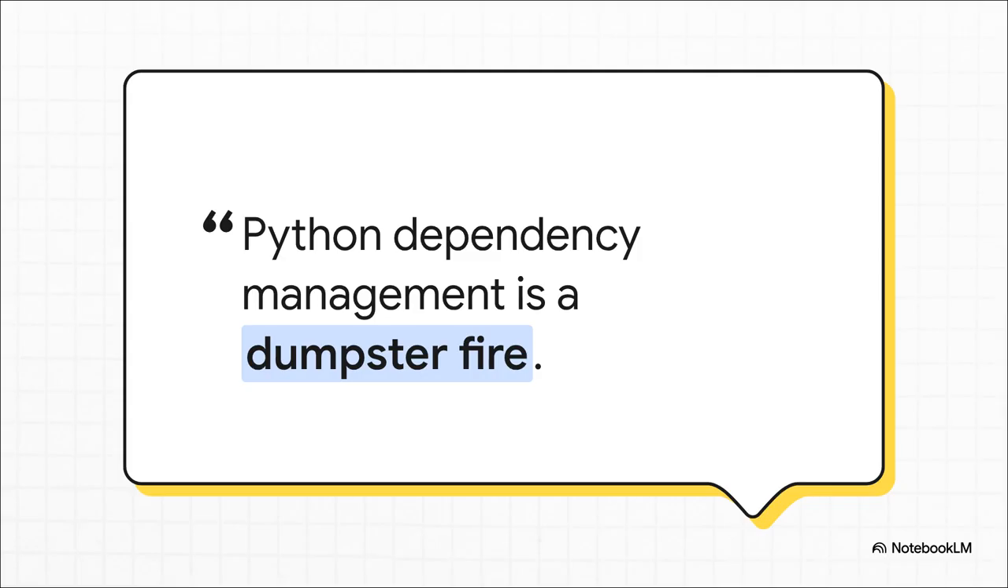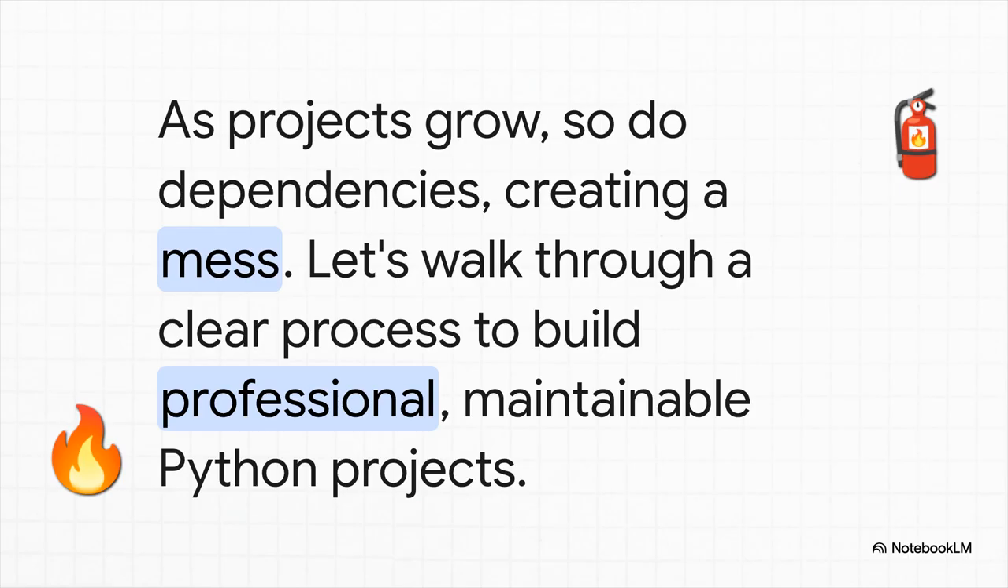Python dependency management is a dumpster fire. You gotta love the honesty you find on Reddit. But look, as blunt as it sounds, it kind of hits home for a lot of us, doesn't it? It's provocative for sure, but it perfectly frames the problem we're here to solve today. Python is so flexible that if you're not careful, things can get real messy real fast. So why does it feel that way sometimes?